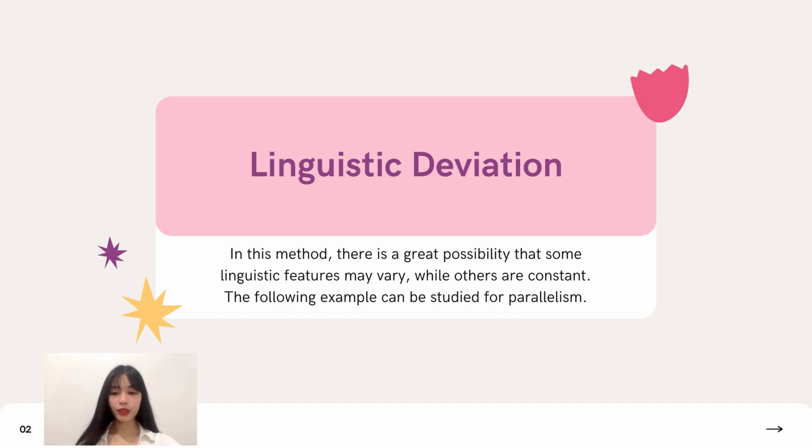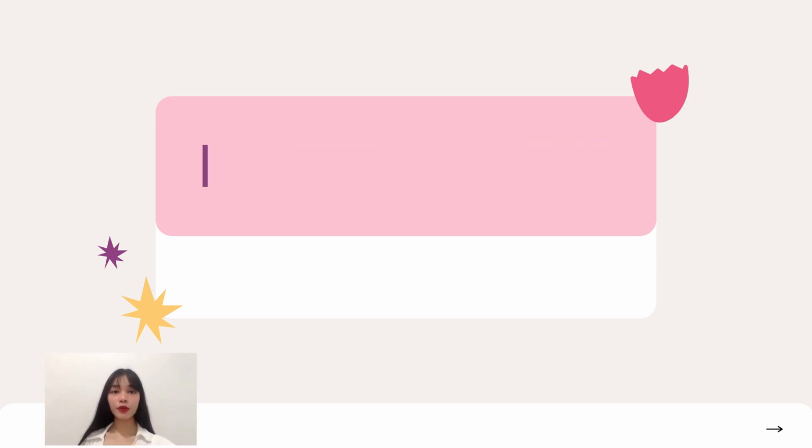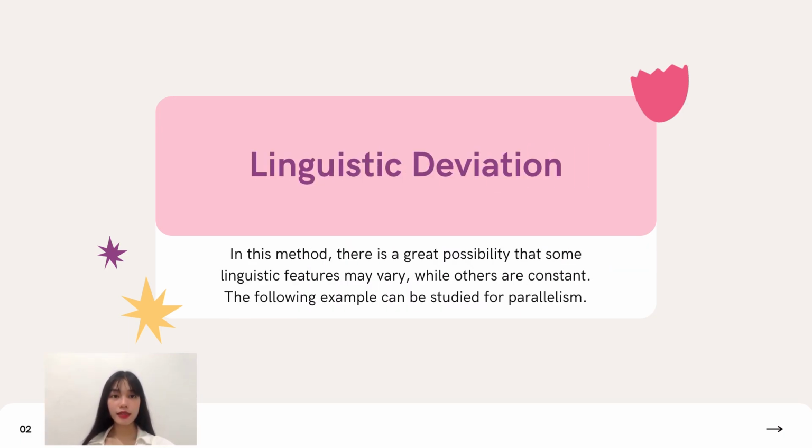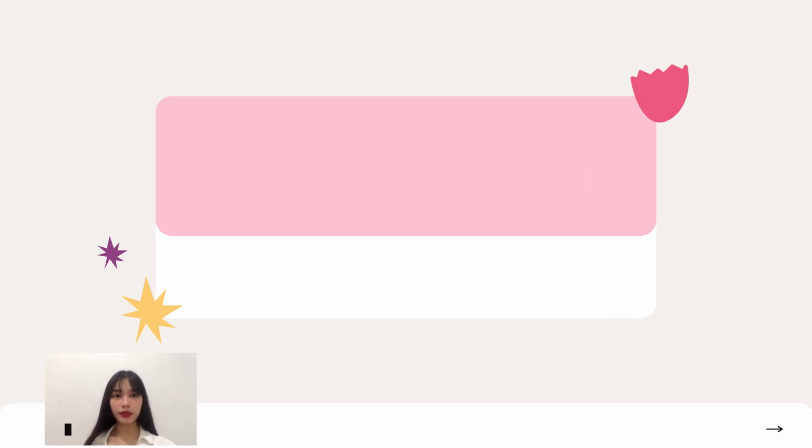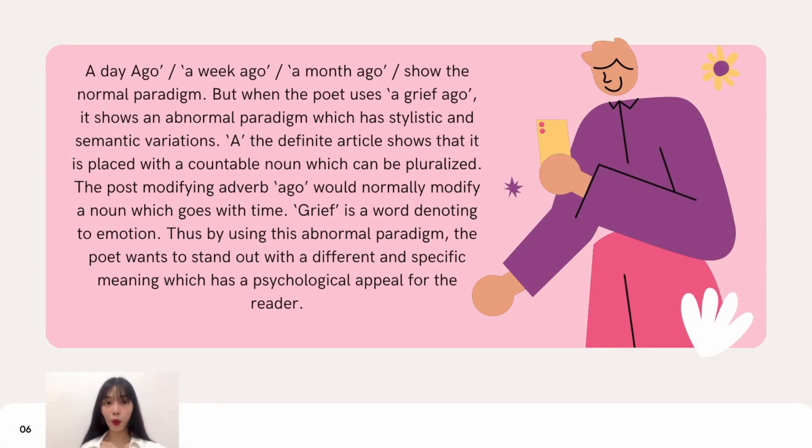So, linguistic deviation. In this method, there is a great possibility that some linguistic features may vary, while others are constant. The following example can be studied. So, in short, deviation in stylistics is the breaking of rules which others obey. You can see in the slide, a day ago, a week ago, a month ago, show a normal paradigm. So a paradigm is a set of standards, a set of perspectives, or a set of ideas. So when the poet used a grief ago, it shows an abnormal paradigm because it uses a different style of words, which shows stylistic and semantic variation.